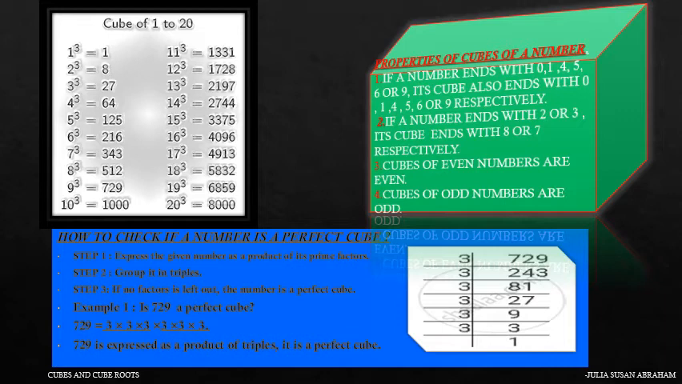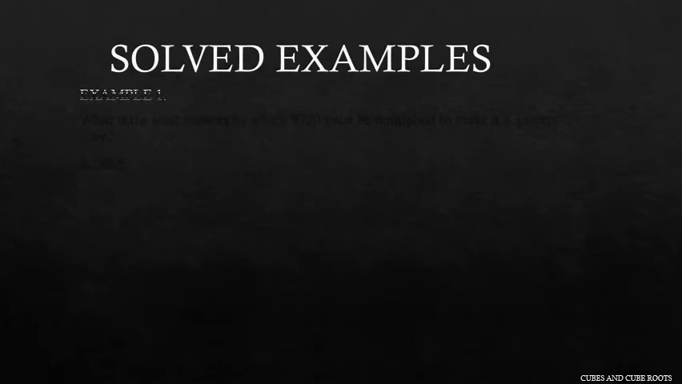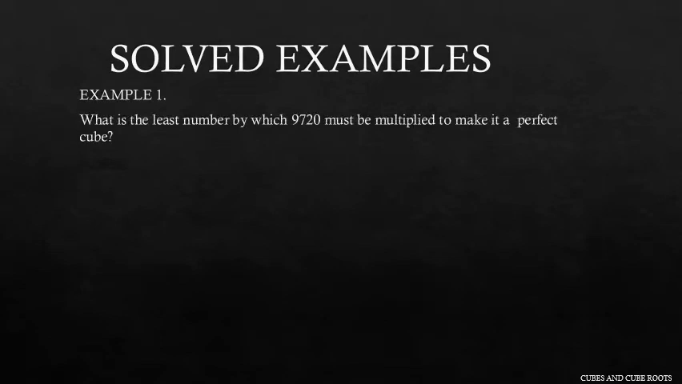Now, let us take a few more examples and try to solve them. Here we go. We have solved examples. The first question. What is the least number by which 9720 must be multiplied to make it a perfect cube? We start with the solution.